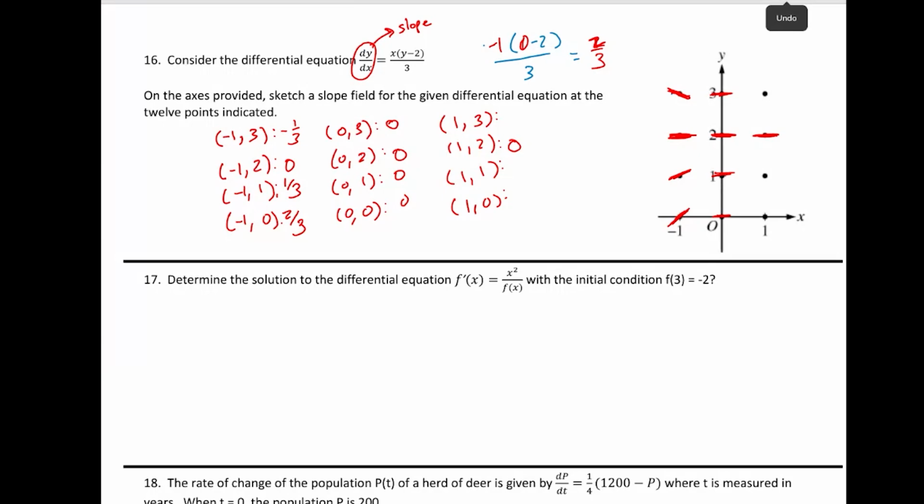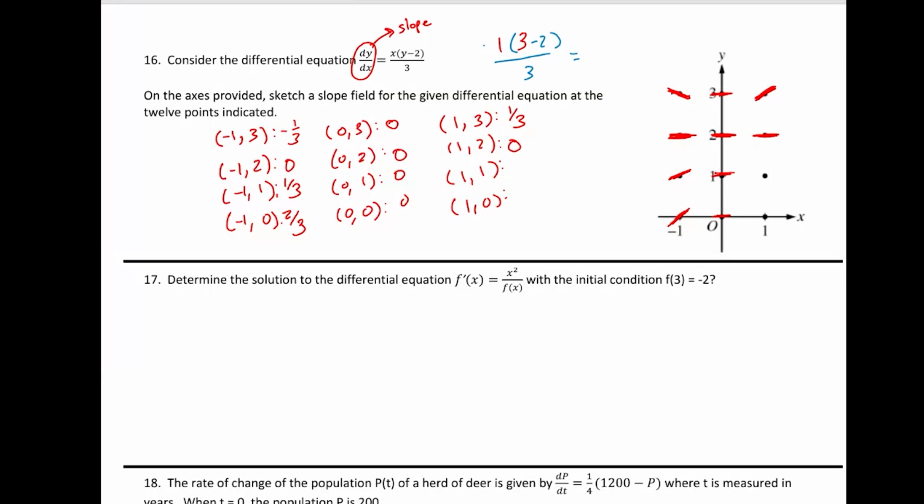Now, you don't need to break out a protractor or anything. You don't need to make this perfect. You're just trying to get the general idea down. So at 1 comma 3, if I plug in 1 for x and 3 for y, I'm going to get 1 times 1 is 1 divided by 3 is 1/3. So we get another 1/3 here. Really it's looking like we're going to have some symmetry here across that y-axis. So we probably have an even function here.